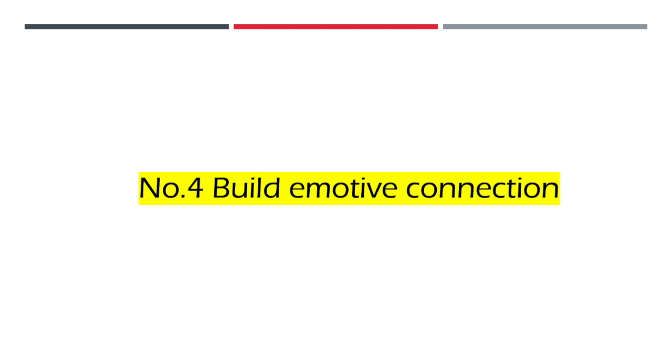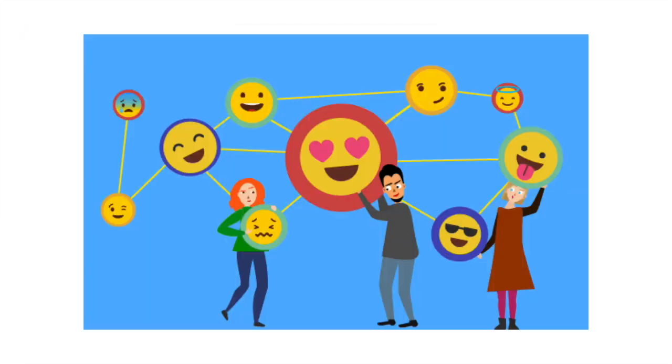Another case is in China, where a brand called Xiaomi has applied this strategy: it opened a new mobile phone design to the public to collect interesting ideas and listen to real needs. It even published a book named Participation, which is very interesting. Number 4, build emotive connection.